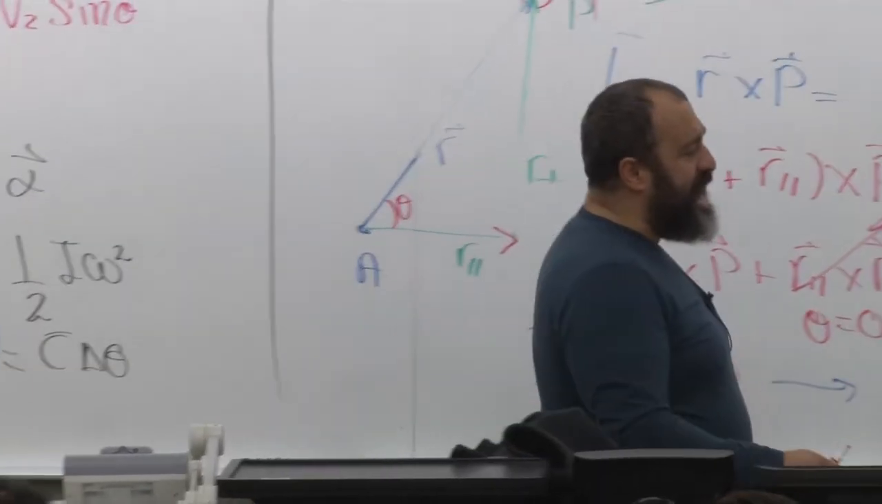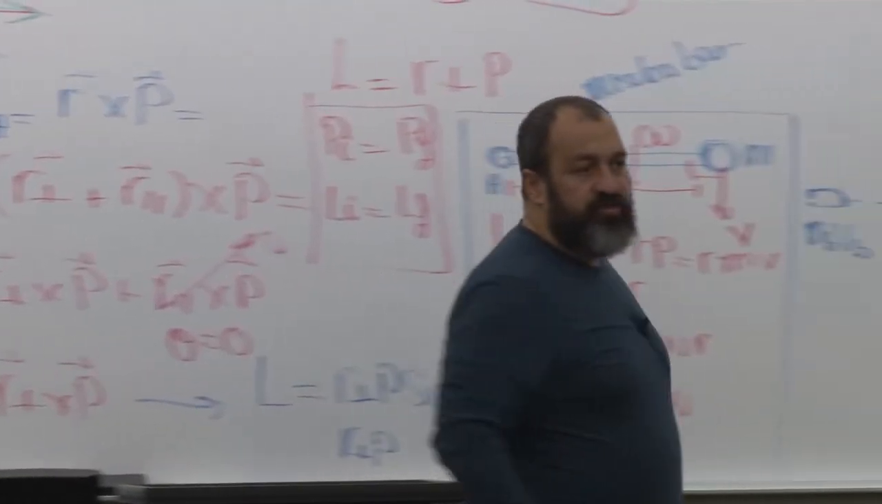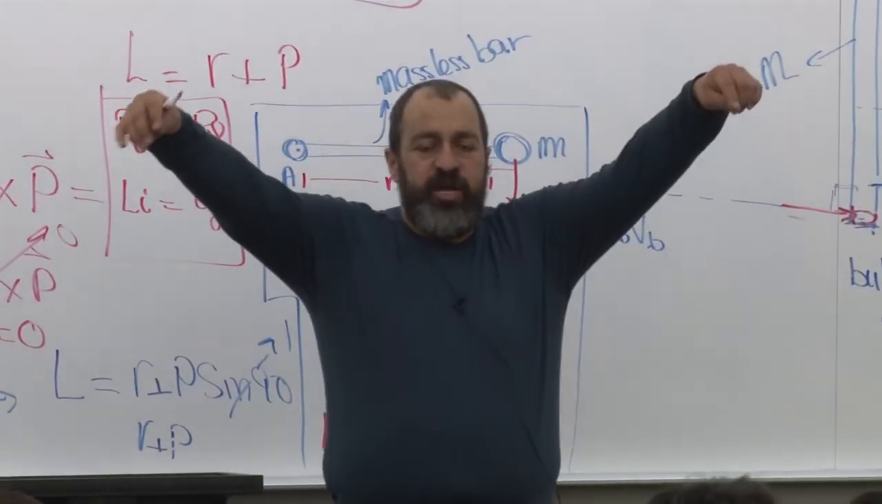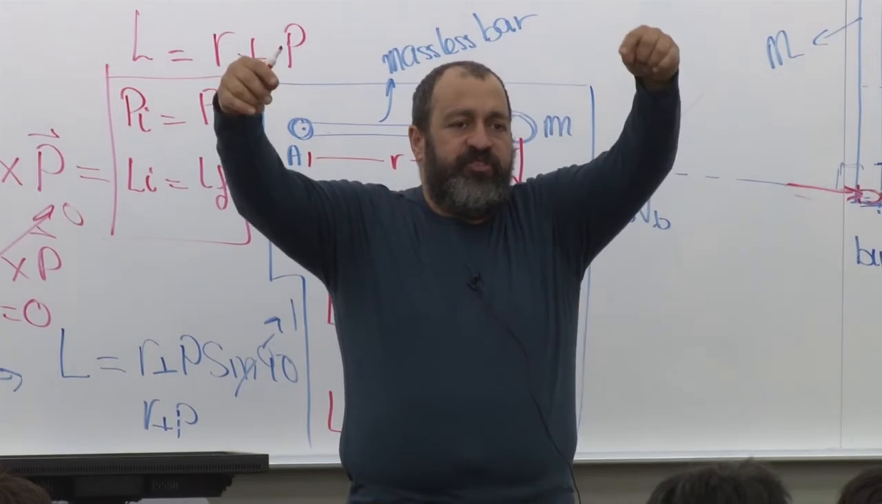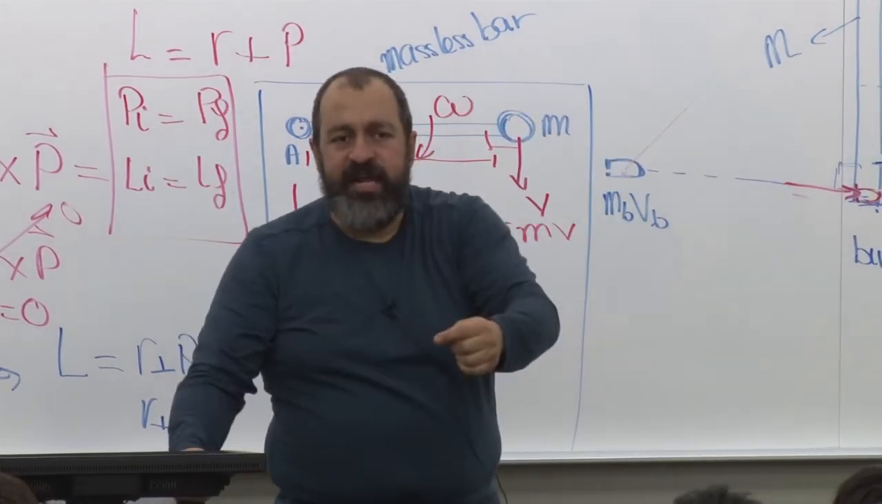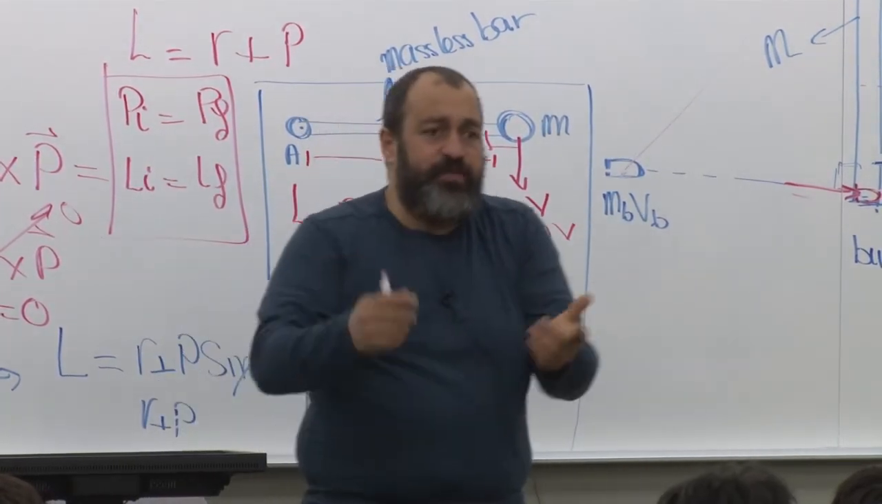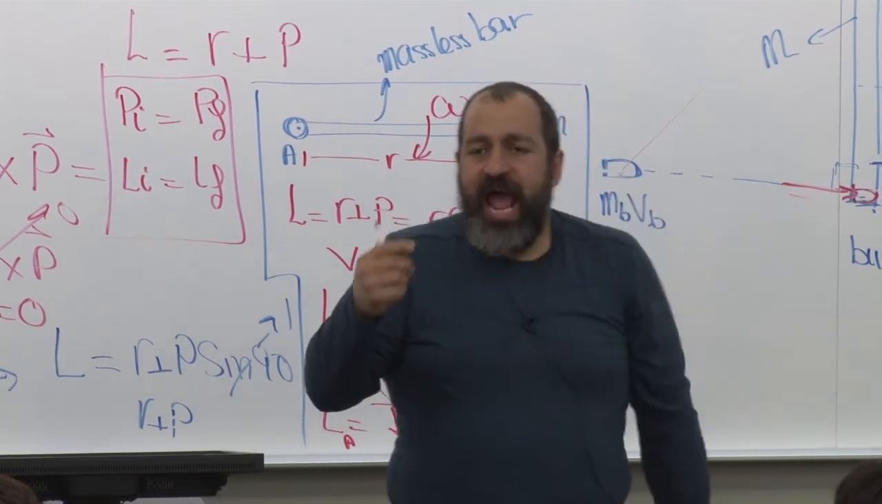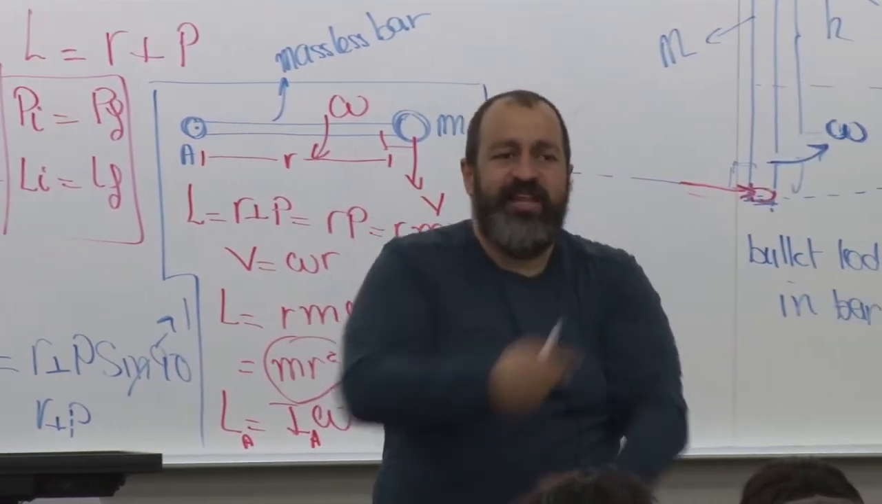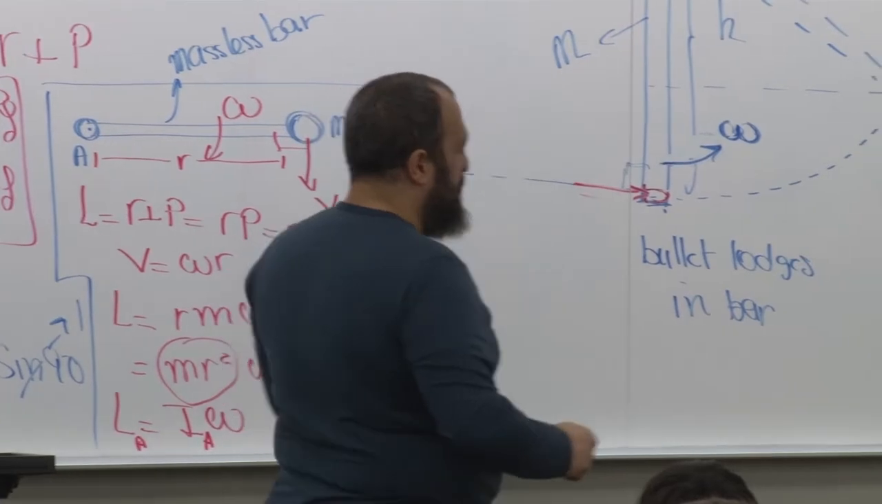Okay? Now, guys, before the collision, the bullet was the only thing that had angular momentum. It's not rotating, it's not spinning, but by definition, angular momentum is distance times linear momentum, L about A.